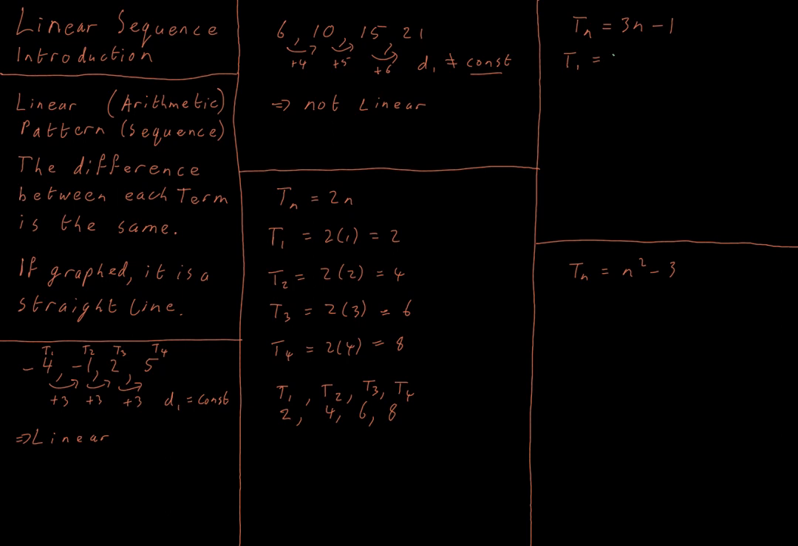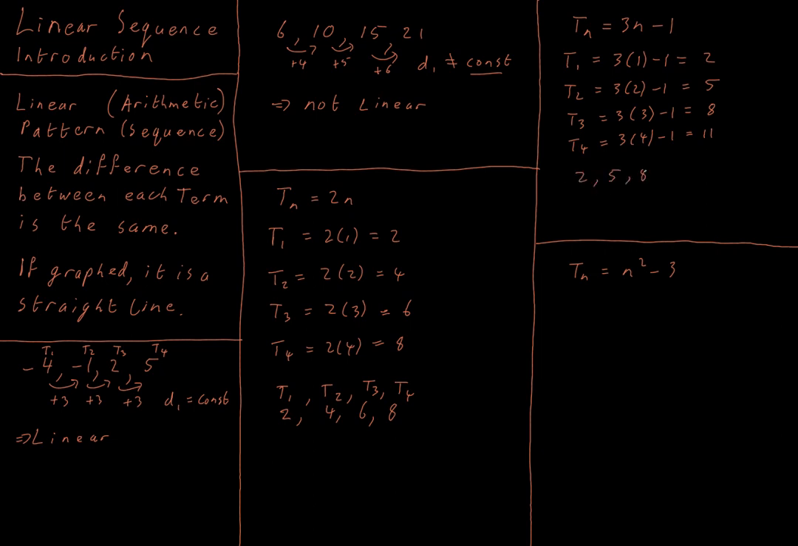So T1, n is going to be 1. That's our term number is going to be 1. So we end up with 2. And the second term, we have n is 2. And the third term, n is 3. And the fourth term, n is 4. And do we have a linear pattern?